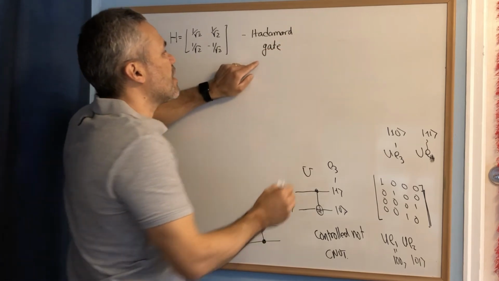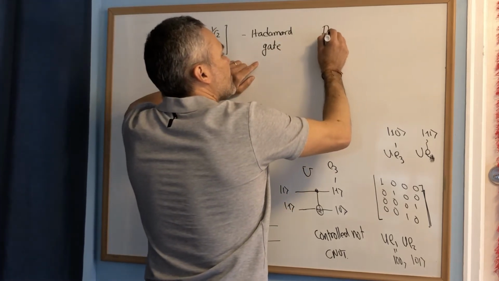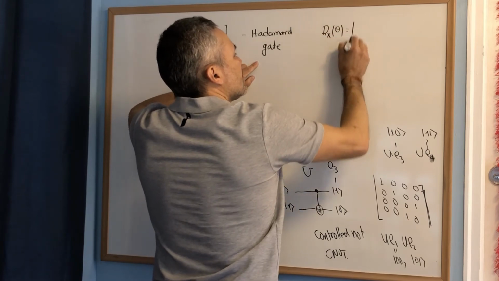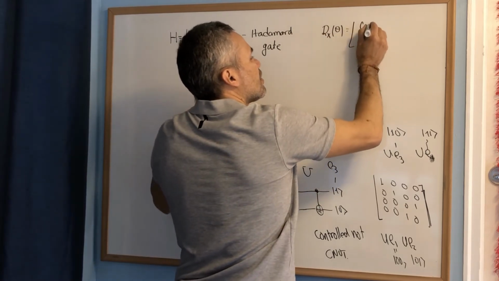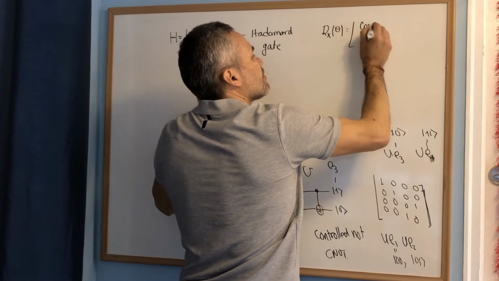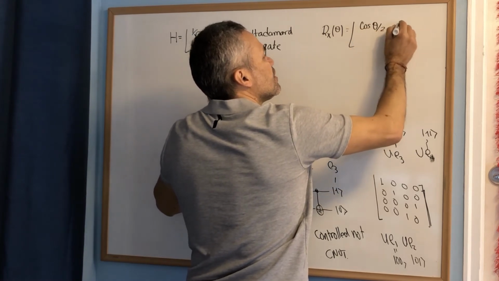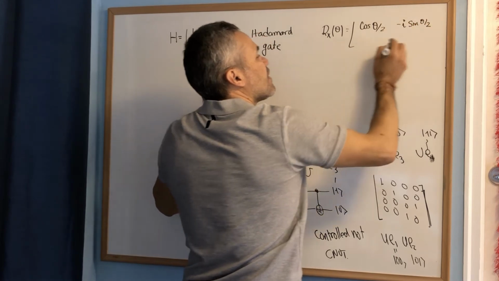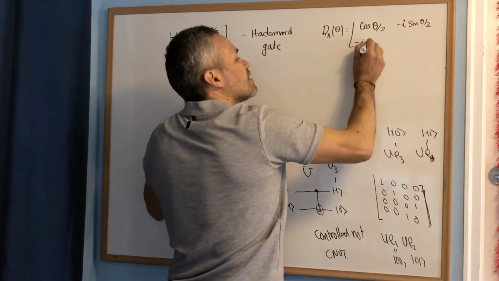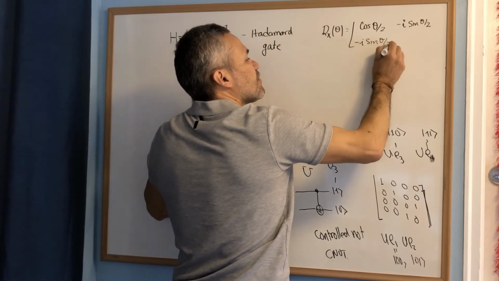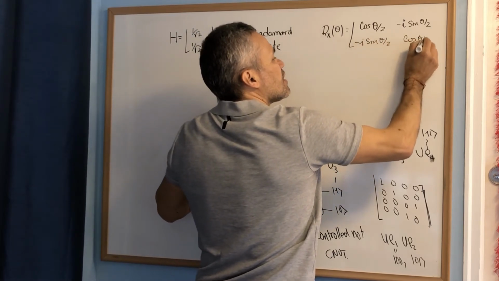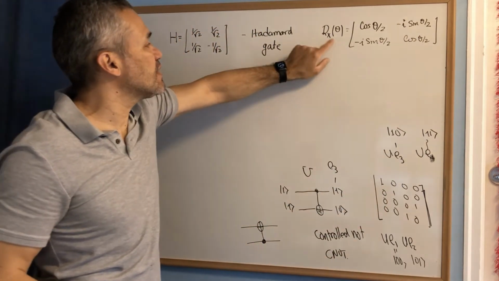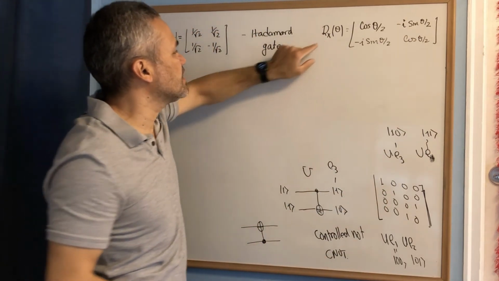And then for every theta, we have Rx of theta, which is cosine of theta over 2, negative i sine of theta over 2, negative i sine of theta over 2, cosine of theta over 2. We can check that this is a 2 by 2 unitary matrix, and therefore this defines a gate.